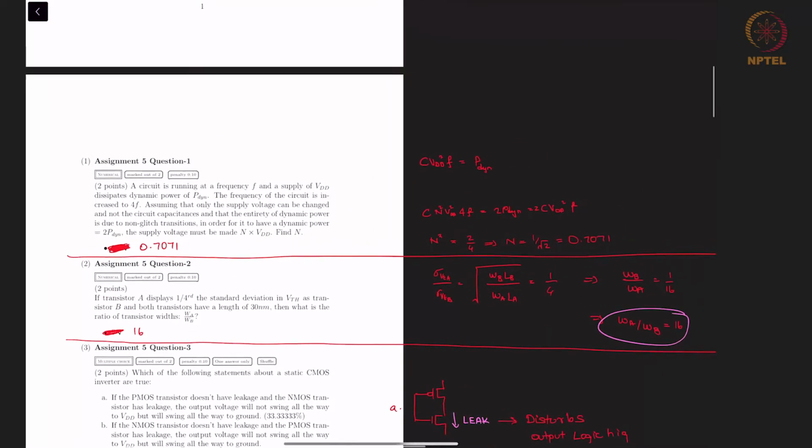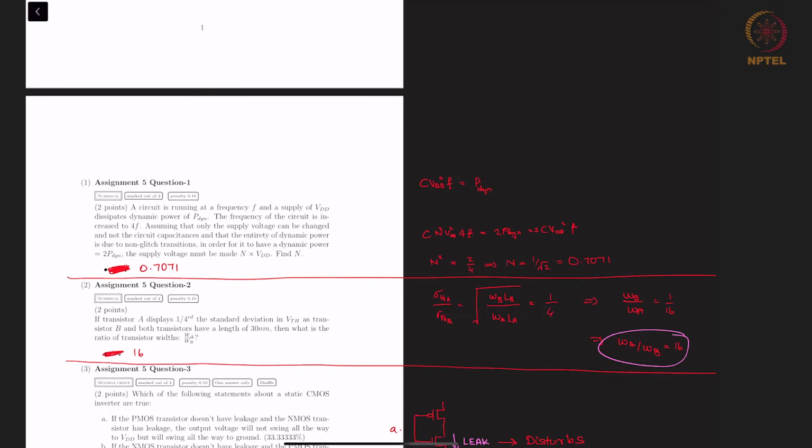So in question 1, we are given that P dyn is the dynamic power of a circuit running at a frequency F with supply voltage VDD. If the frequency is increased to 4F, what should the supply voltage be changed to such that the dynamic power is only 2 times P dyn? The working is on the right hand side. You will find that N is equal to 1 by root 2, so you'll have to reduce it to around 71%.